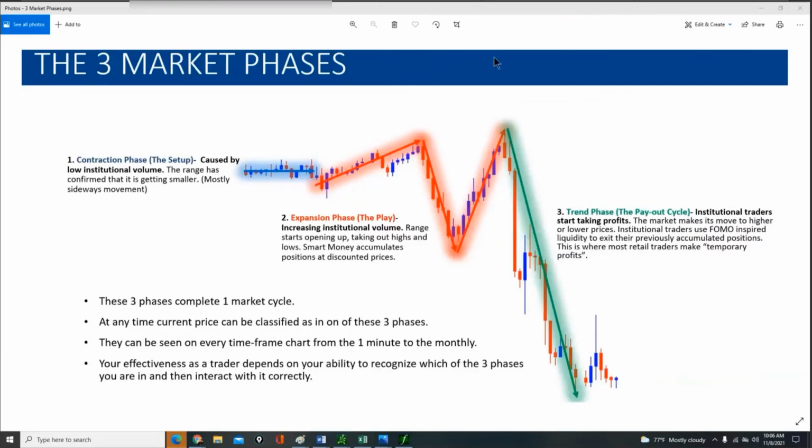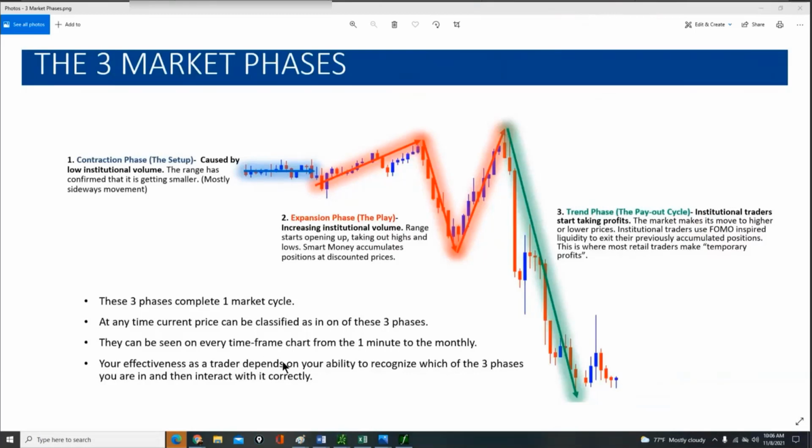So these three phases complete one market cycle. Don't worry, I'm going to show you something because, again, I'm going to talk about some really cool stuff. At any current price, it can be classified in one of the three phases. They can be seen on every time frame from the 1 minute to the monthly.